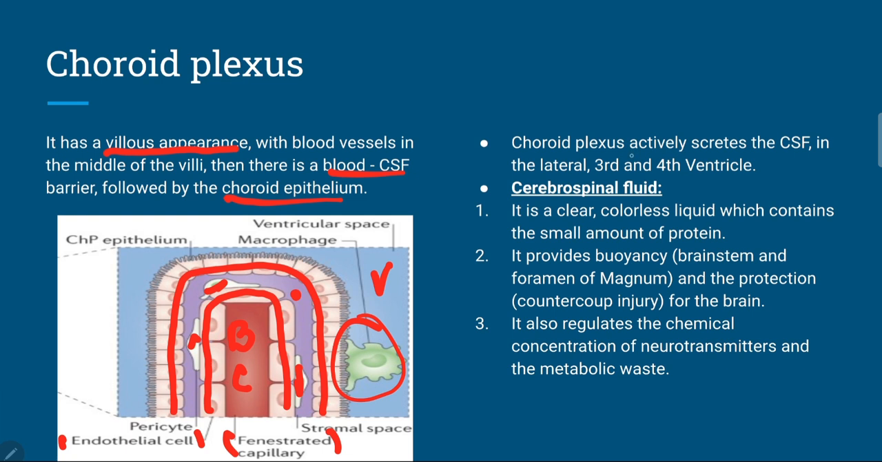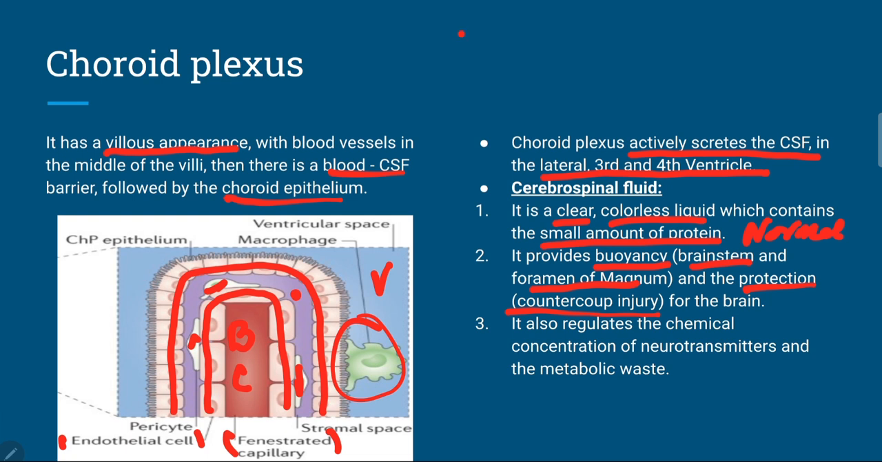The choroid plexus actively secretes the CSF in the lateral, third and fourth ventricle. What is the CSF? CSF is a very clear, colorless liquid which contains a small amount of protein. That is the normal composition. What does it do? It provides buoyancy to the brainstem at the foramen magnum, and protection from countercoup injury. So what is a countercoup injury?